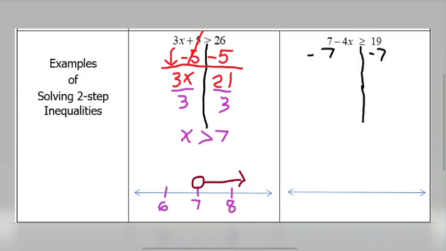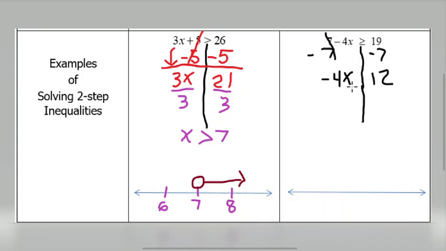So whatever I do to one side, I have to do to the other side. So I put -7 on the other side. And that gets rid of that 7 on that side and leaves me with -4x, which I got from right here. It just comes straight down. And now on the side over here, I can do 19 minus 7, which is 12.